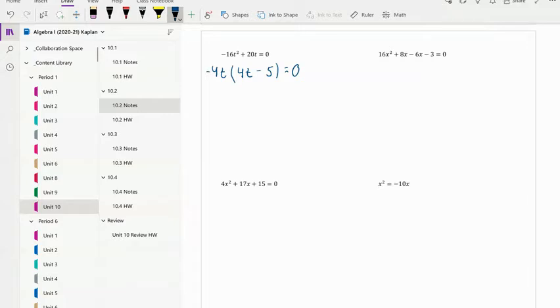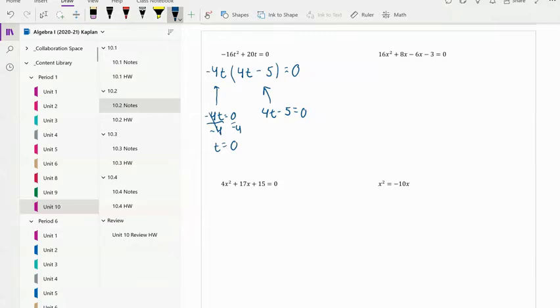Once we've factored it, we now want to say, okay, well, we're basically setting each of these equal to 0. Negative 4t equals 0, or 4t minus 5 equals 0. These are the equations that we now need to solve. Again, when you got that GCF with a variable, divide by that negative 4. No matter how you cut it, you should get 0, not undefined.